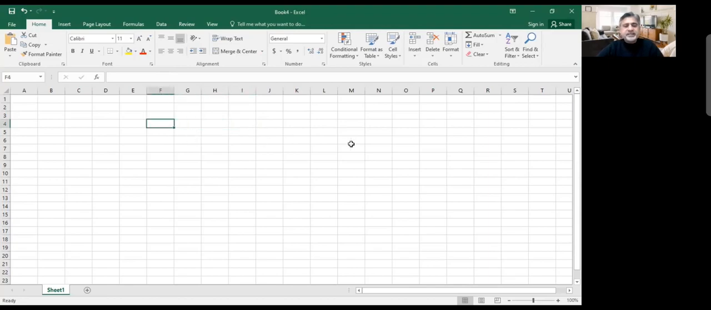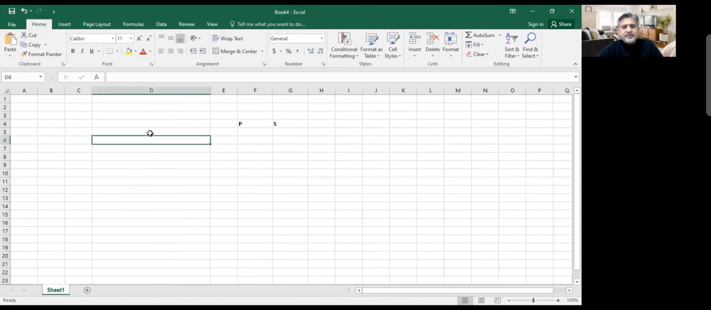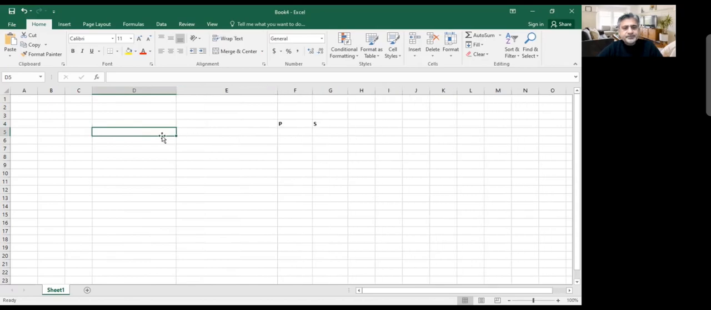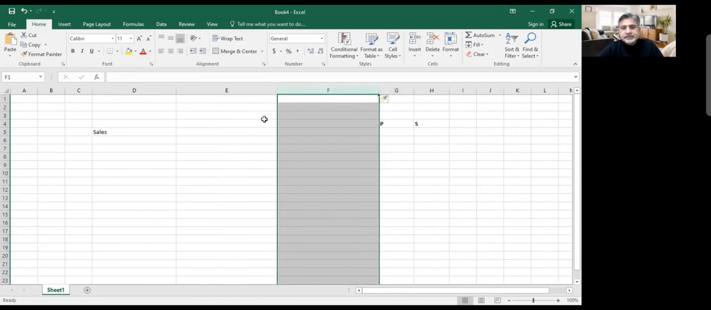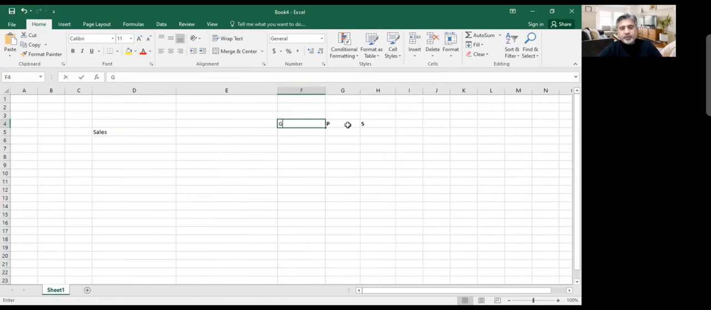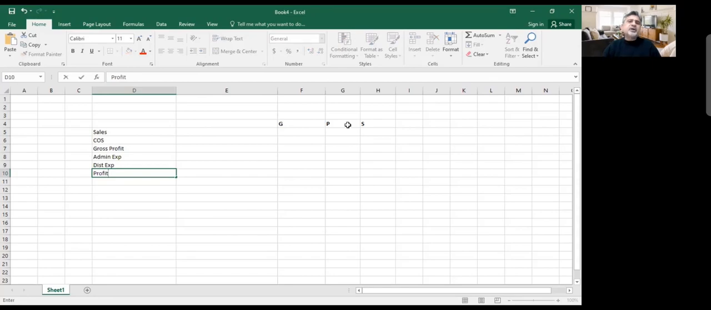So let me create an example. Let's suppose that there is a parent and there is a subsidiary. I'll make some very simple numbers here. I'll do the group. So I have sales, I've got cost of sales. We come down to gross profit. And then after gross profit, we have admin expenses, we have distribution expenses, and we call it profit. Let's not confuse interest and taxes. Let's call it profit. We'll keep it very simple.